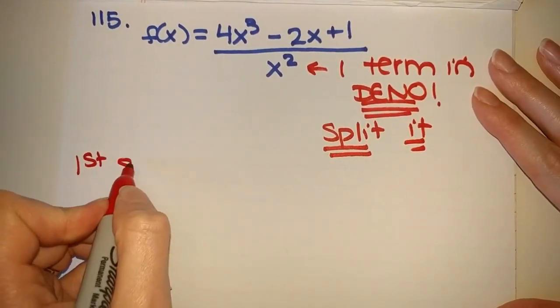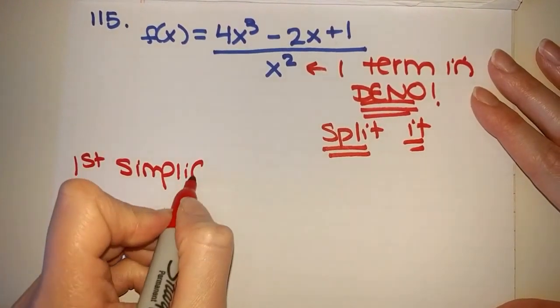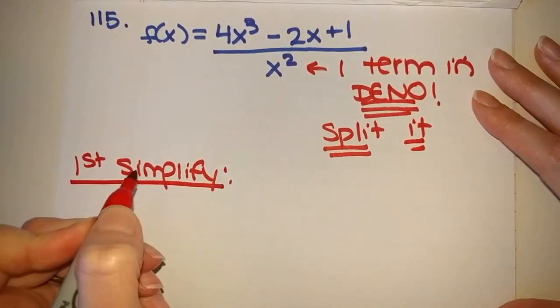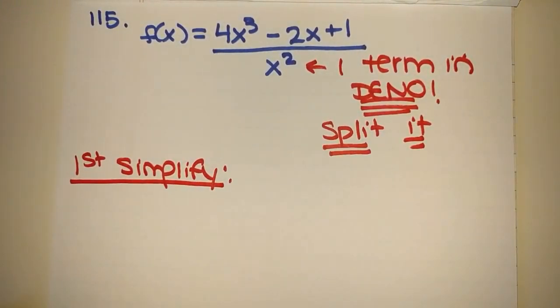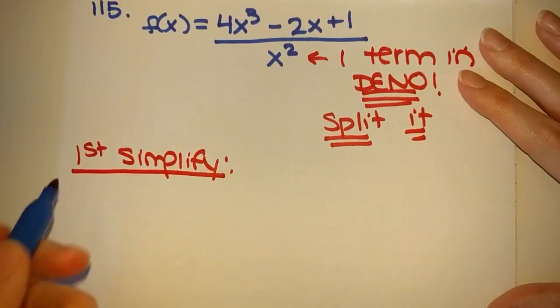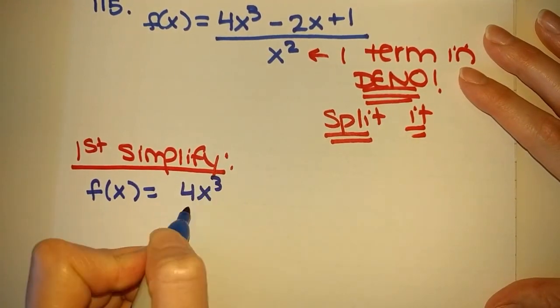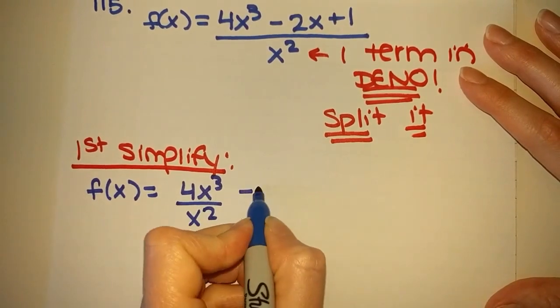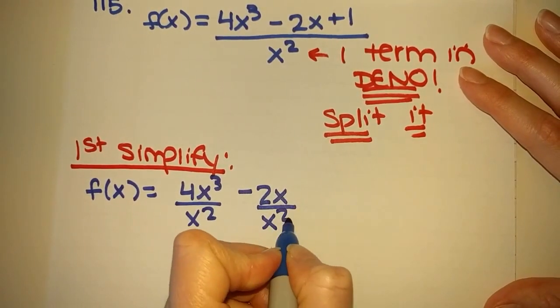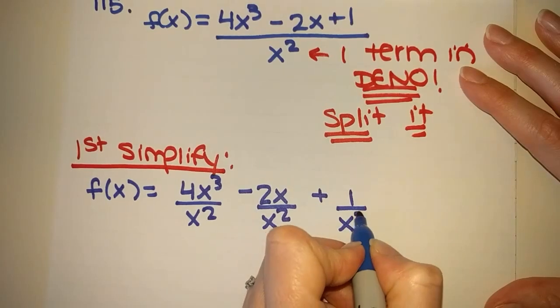So our first step here is going to be to simplify. And the simplification is going to be about splitting up because we have that common denominator of just one term. So this will have f of x is equal to 4x cubed over x squared minus 2x over x squared plus 1 over x squared.